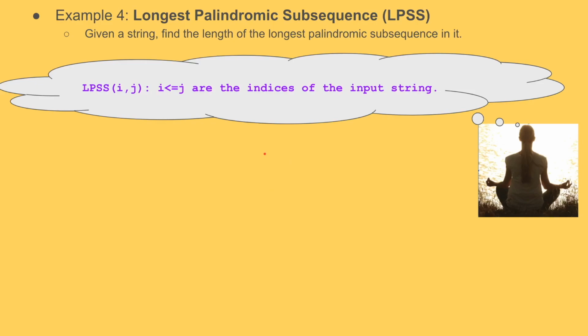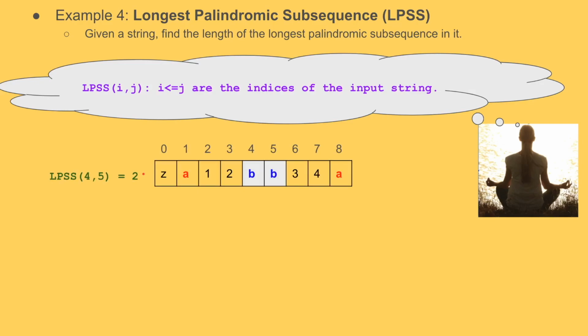We basically propose yet another cost function. So now, how about we add another index and basically say LPSS has two indices, I and j. I is less than or equal to j. And basically, this represents a subarray of the original array.